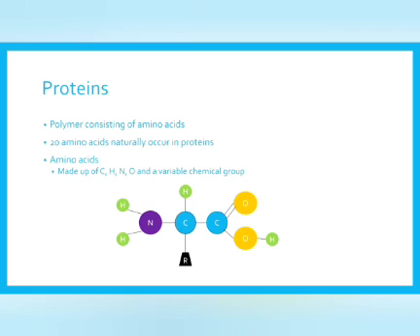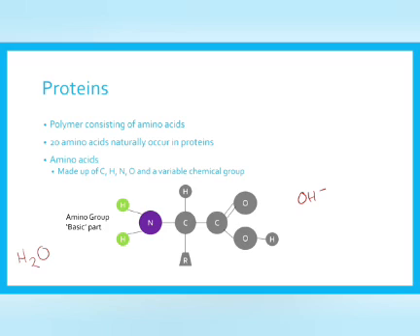As you can see, it's made up of carbon, hydrogen, nitrogen and oxygen, as well as a variable chemical group which can contain a whole host of different atoms such as sulfur or even just hydrogen. So this part is called our amino group. This is our basic part, and a similar word for basic is alkaline. If something is basic, it means it's able to form hydroxide ions, which are our OH ions.